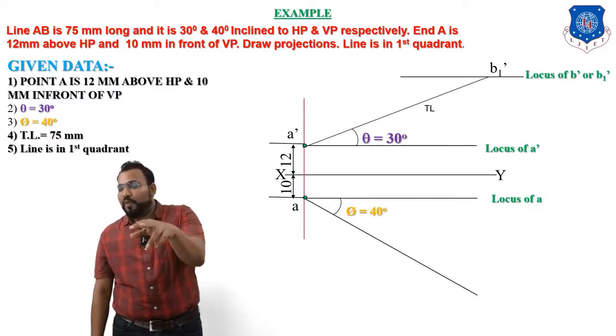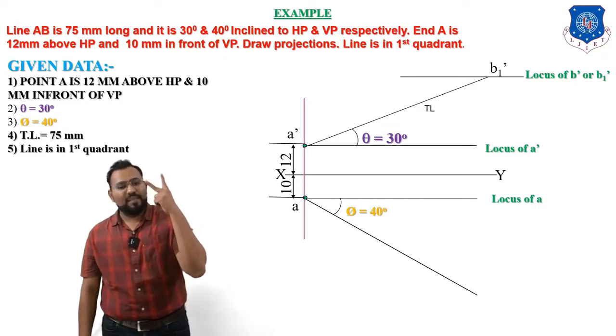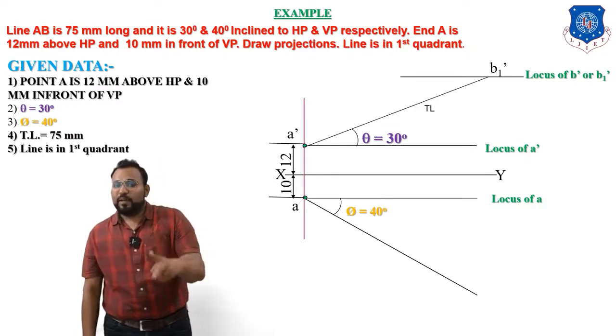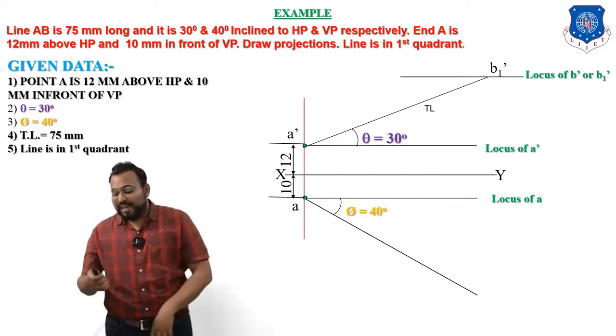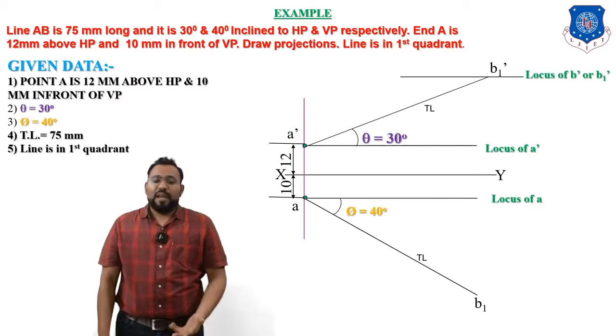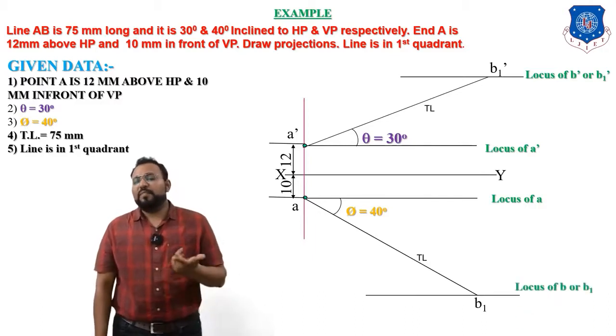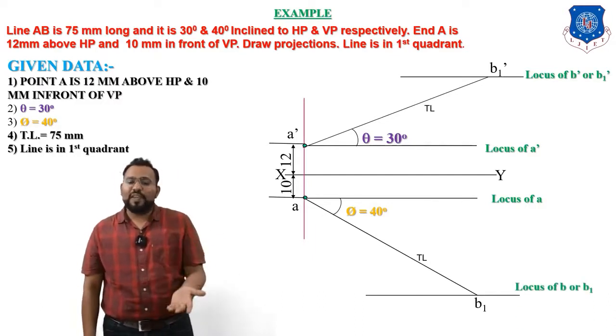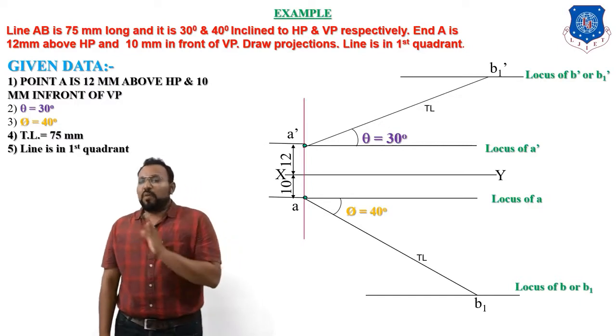So I have the position of point A. Take a distance equal to 75 mm and, with A as the center, put an arc on the 40-degree inclined line, and wherever it intersects will be point B1, as you can see on your screen. From point B1, draw a horizontal line; it will be the locus of B or B1, because you know that B and B1 both come on the same locus.